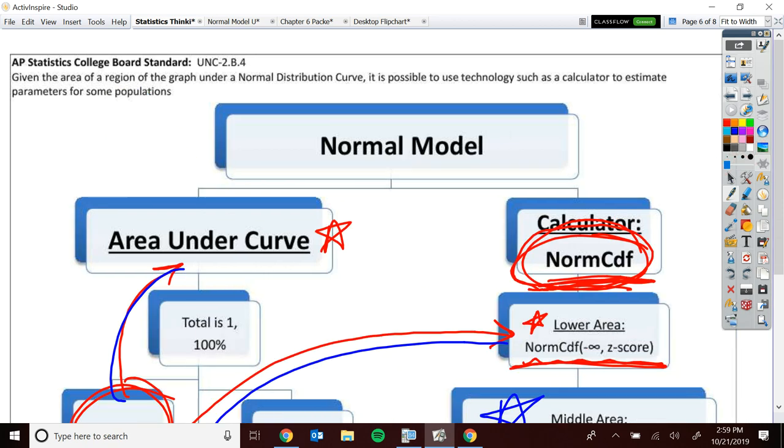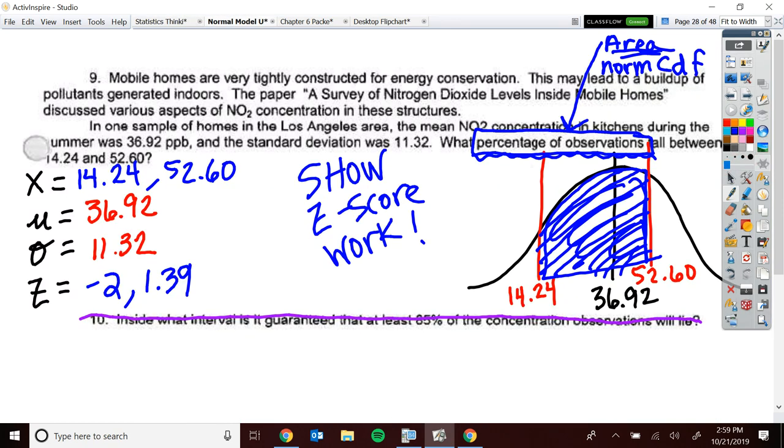So when I actually do the calculator thing, it looked like this: the normalcdf from negative 2 to positive 1.39. And I think that was 0.89, what, 49? Okay, so 0.9 something. So that equaled 0.895.